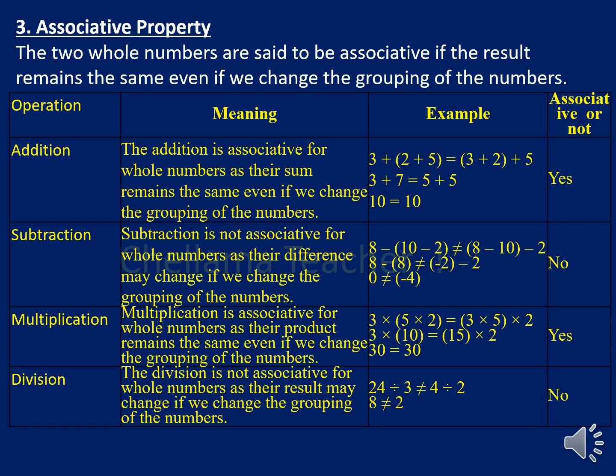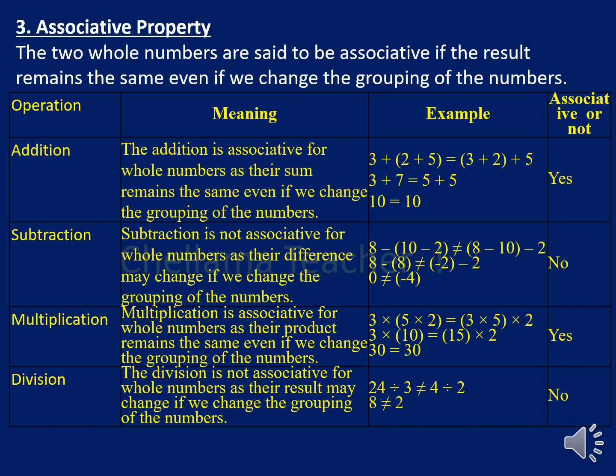Next, multiplication. Multiplication is associative for whole numbers as their product remains the same even if we change the grouping of the numbers. Let us take one example. (3 × 5) × 2 is equal to 3 × (5 × 2). According to the BODMAS rule, we have to remove the brackets first.